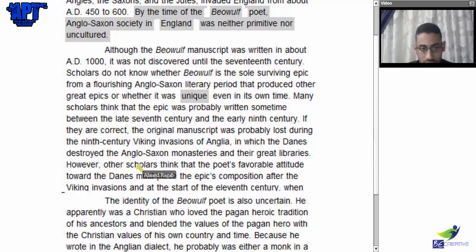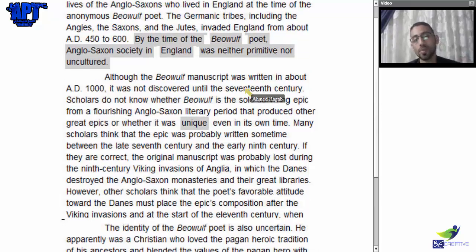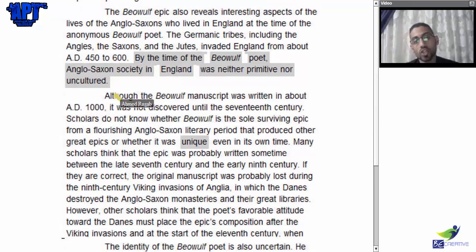The last sentence: other scholars think that the poet's favorable attitude toward the Danes must place the epic as composed after the Viking invasions, and so on. That's the last thing. So the supporting details talk about the manuscript and when it was written. So that's important. What are the important things in something like that?